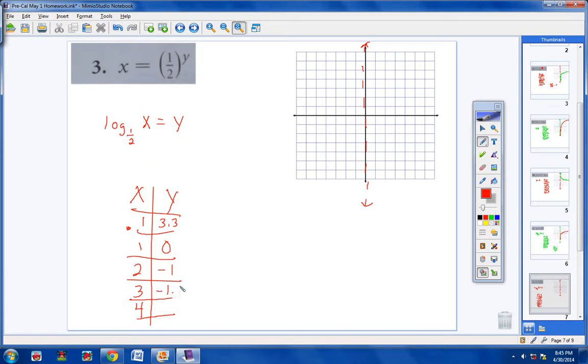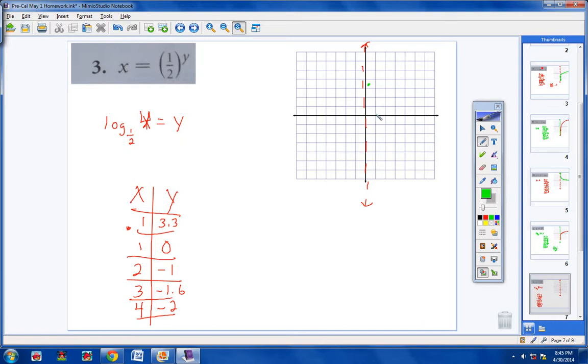And then a 4 for x, so I'll put a 4 right here. So I'm going to type in log of 4 enter divided by log of 0.5 enter, and I will get a negative 2. So the graph will look like this. At 0.1 I am at 3.3.